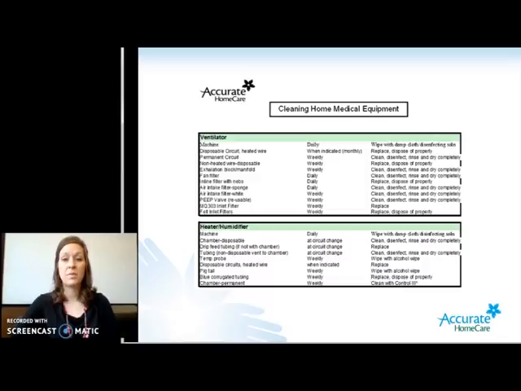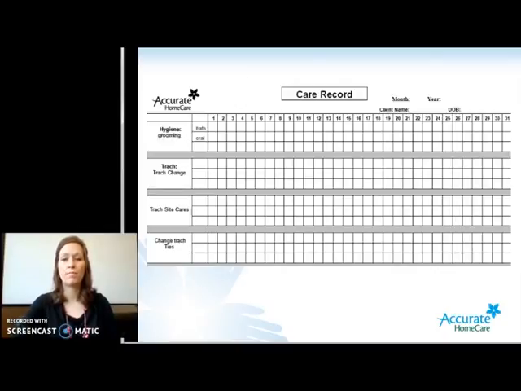The next section in the patient chart is supportive cares and tasks. There will be a document in the chart regarding cleaning home medical equipment with some common guidelines. If there are any different recommendations from your patient's DME provider, follow those recommendations and the cleaning schedule established in your patient's home.